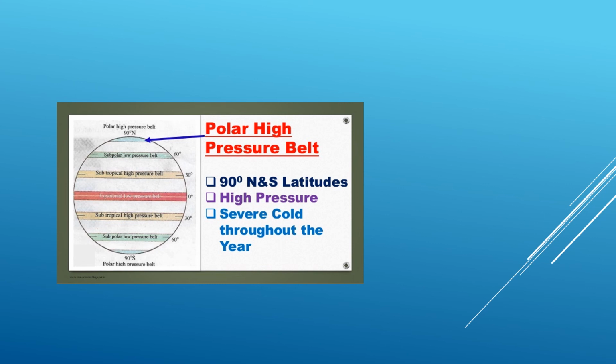And also, if you remember the diagram, I had explained that due to the rotation of the earth, the air is thrown outwards from the circumpolar or subpolar low pressure belt towards the subtropical high pressure belt and also towards the polar high pressure belt. So the cold descending air and the extremely low temperature result in high pressure in this region. These regions are characterized by permanent ice caps.